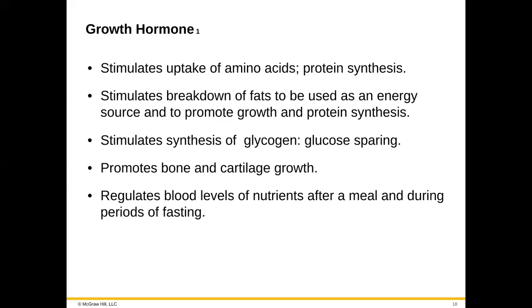It's also going to help stimulate the synthesis of glycogen, which is glucose sparing. So it's going to help promote bone and cartilage growth. Obviously, as we're growing, our bones and cartilage are also growing. It's also going to help regulate blood levels of nutrients after a meal and during periods of fasting. And we'll get into that a little bit more later when we talk about glucose and insulin.